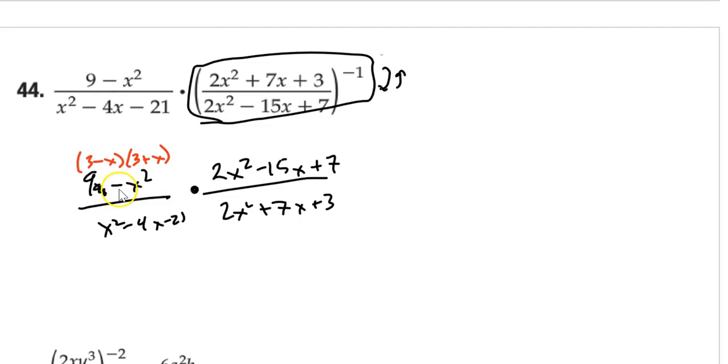So 3 minus x, 3 plus x, the difference of two squares. You know it's funky, it's still a difference of two squares: 9 is a square and x is a square. Down here, that's just x minus 7, x plus 3. Now we get to these.